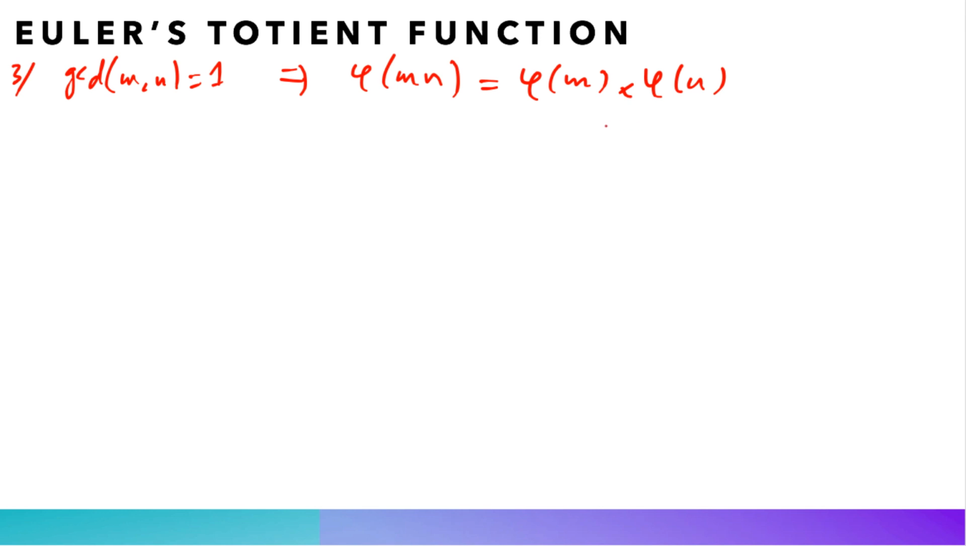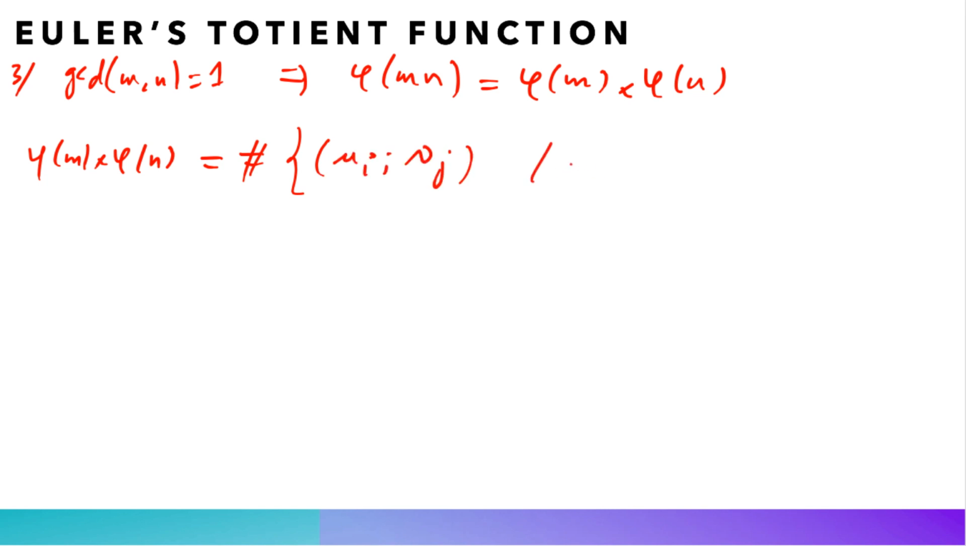So this suggests that we can construct the co-primes modulo mn using the co-primes modulo m and the co-primes modulo n. Notice first that phi of m times phi of n is the cardinal, actually the number of elements of the couples ui vj, where the GCD of ui and m is equal to 1, meaning that ui is co-prime with m, and we take vj co-prime with n. And the GCD of vj and n is equal to 1, right?